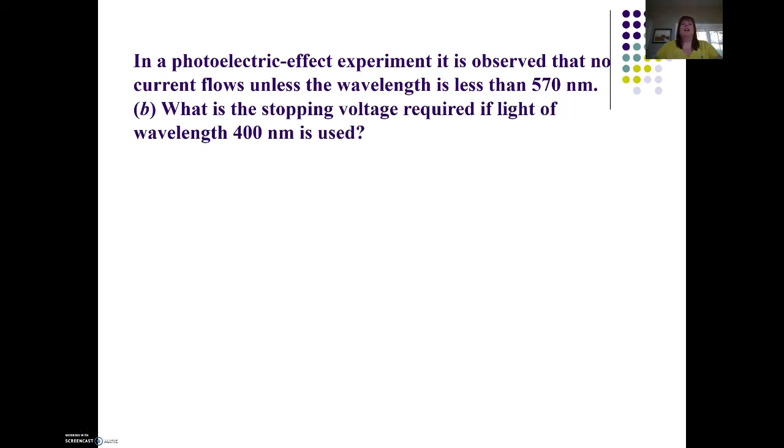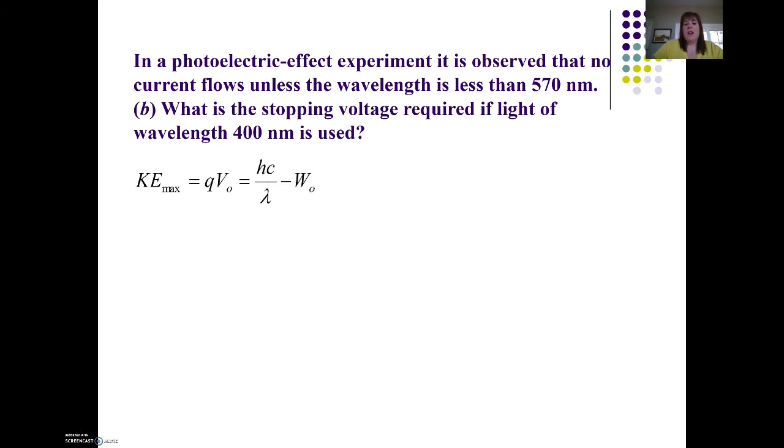Now, what is the stopping voltage if I use a wavelength of 400 nanometers? All right, so we're going to use conservation of energy here. We now know what the work function of the metal is. So the hc over lambda, that incoming energy, has to equal the work function plus q times the stopping voltage. So pause the video, see if you can figure out the stopping voltage.